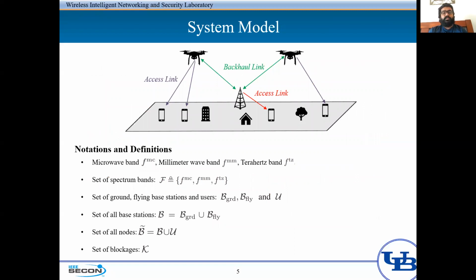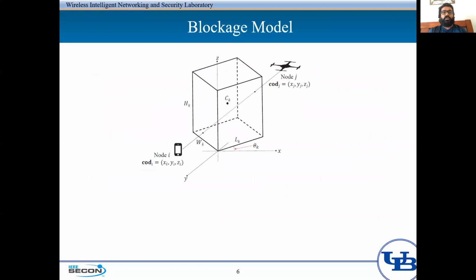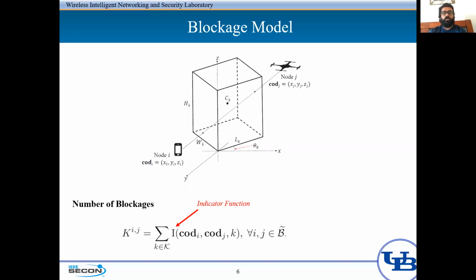For the system model, we consider a simple system where there is a set of flying base stations, ground base stations, ground users, and blockages. We also consider access links and backhaul links, where the access link is between the ground base station or flying base station and the ground user, and the backhaul link is between the flying base station and the ground base station. Next, the blockage model. In order to characterize the number of blockages in the link between nodes i and j, we use a rectangular blockage model, and the number of blockages can be given as follows, where I is an indicator function which takes a value of 0 or 1 based on the presence of blockage.